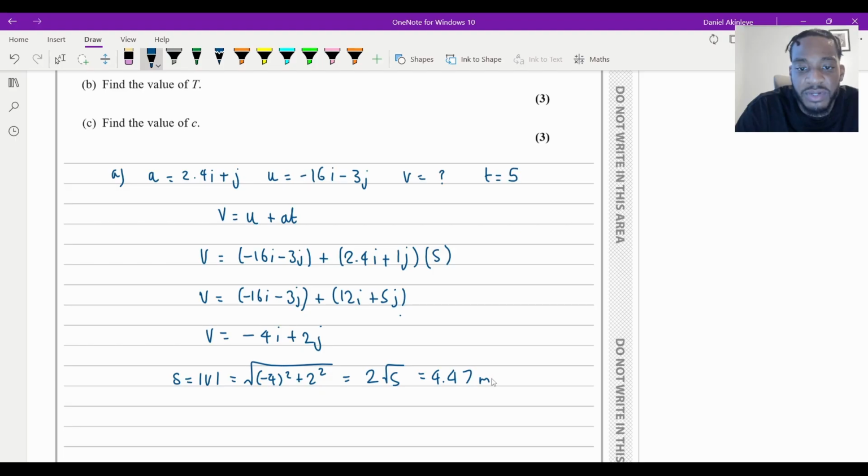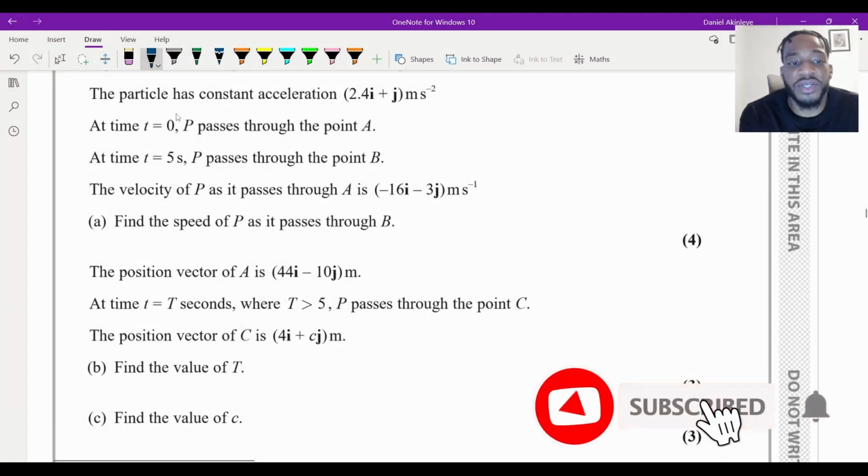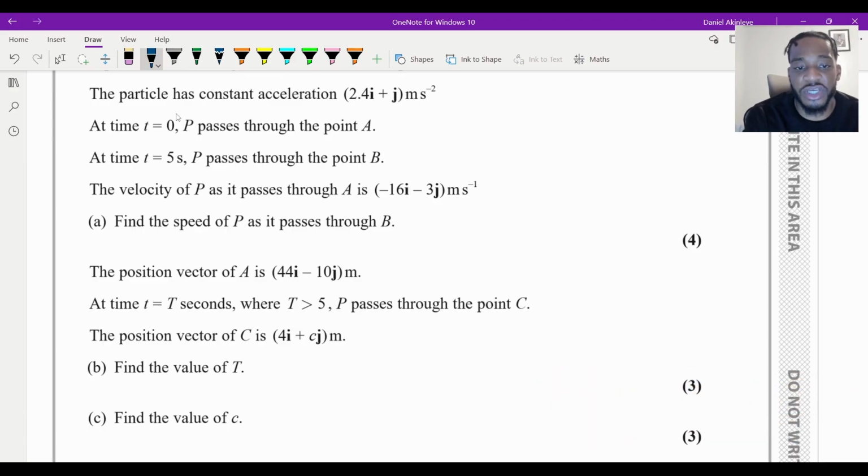4.47 meters per second. And that is part A done. Now let's go to part B. Part B says the position vector of A is 44i minus 10j meters. At time t equals capital T seconds, where capital T is greater than 5, P passes through the point C. The position vector of C is 4i plus cj meters. Part B says we need to find the value of T for 3 marks.